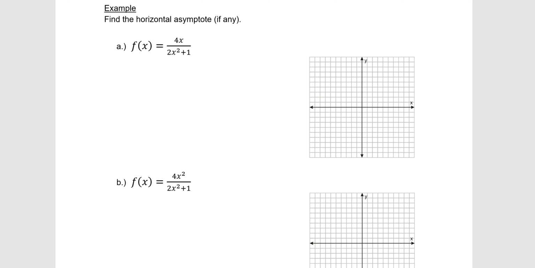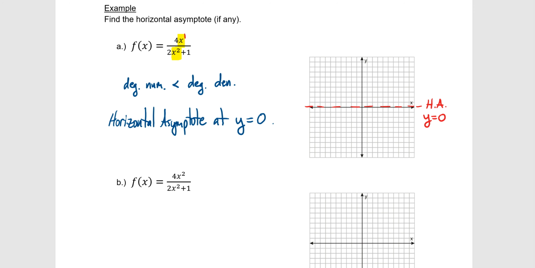First one, we have f of x is 4x over 2x squared plus 1. So all we have to do here is look at the degree in the numerator and the degree in the denominator, so the largest exponents here. And we notice that the degree in the numerator is 1 because that is the exponent on the variable, and the degree in the denominator is 2 because that's the exponent on the variable. So the degree in the numerator is less than the degree in the denominator. Anytime that happens, we know there's a horizontal asymptote at y equals 0, which is the x-axis. And just like vertical asymptotes, we can abbreviate when we're graphing it. I abbreviate horizontal asymptotes with HA.